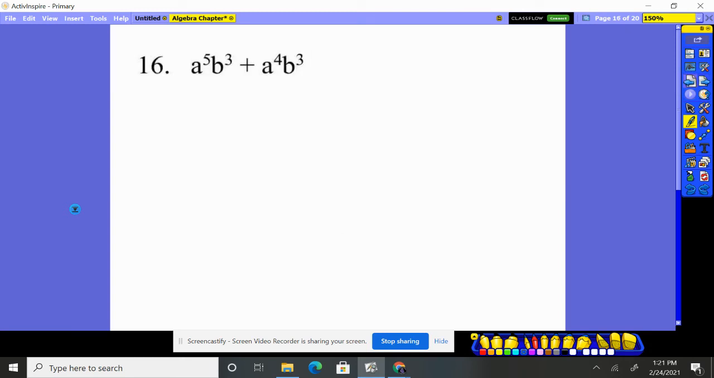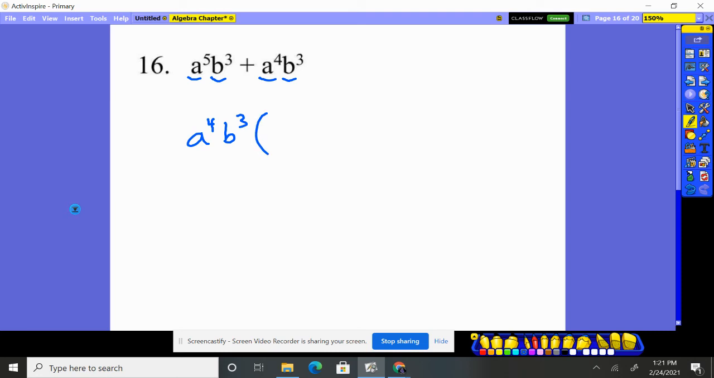All right, let's look at number 16. A to the 5th, B to the 3rd. Well, he's got 5 A's, he's got 4. So 4 is the most that can be pulled out. B to the 3rd, B to the 3rd. Well, they both have B to the 3rd, so that can be pulled out.